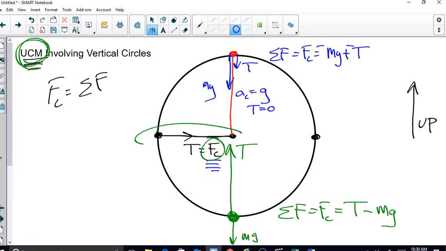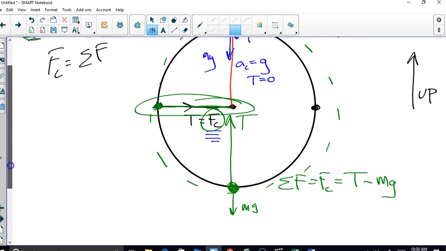So the key here is, if you have a problem and you know the tension, or whatever the centripetal force is at one point, that is what the centripetal force will need to be the entire time if we're going to keep the velocity the same, uniform circular motion.